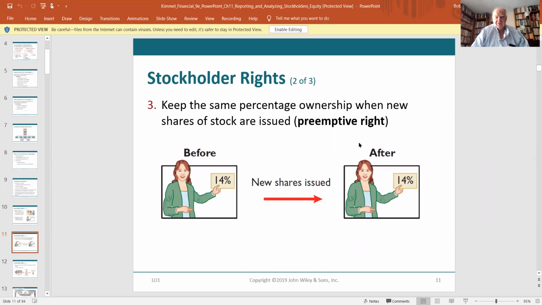Stockholders have the same percentage ownership when new shares are issued, the preemptive right. So that's the term for where you own shares. You own 14% of the stock of a company, and new shares are issued, you are automatically granted enough stock that you continue to own 14% of the corporation.